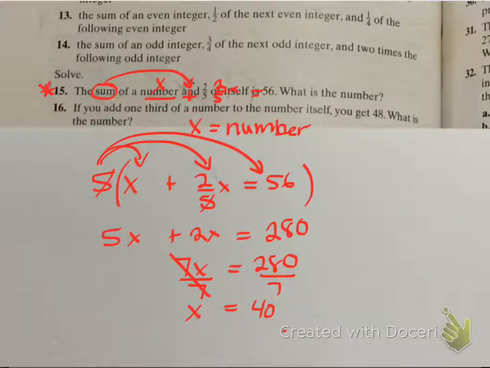What is x? The number. So give me a sentence. The number is 40. Okay? The number is 40. I wouldn't even mind if you abbreviated number with the number sign. I'm not about you writing a ton. I'm just about you being clear.